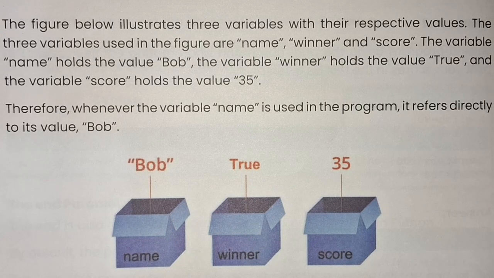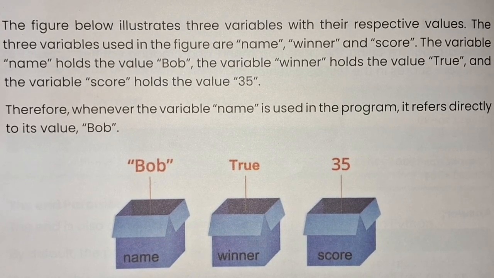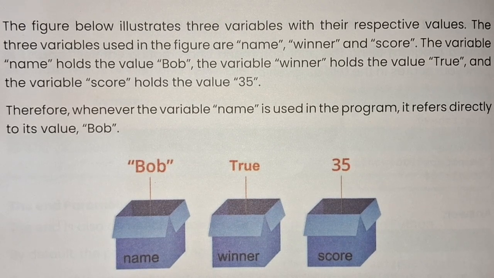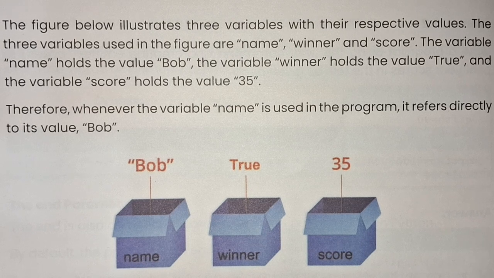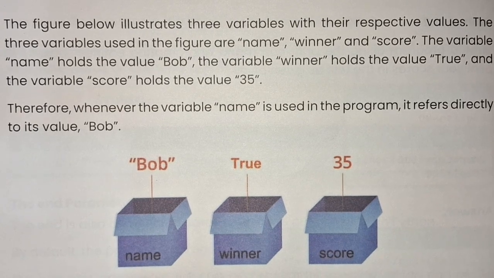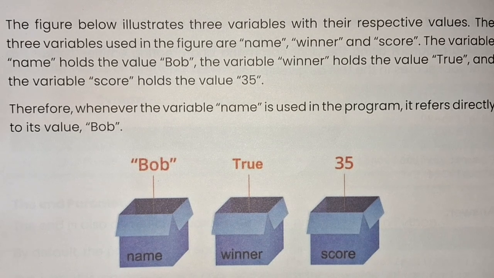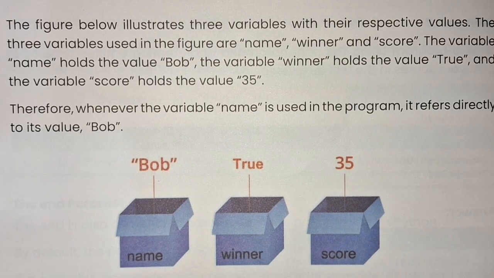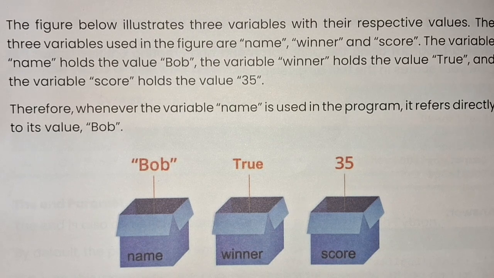The figure below illustrates three variables with their respective values. The three variables used in the figure are name, winner, and score. The variable name holds the value Bob, the variable winner holds the value true, and the variable score holds the value 35. Therefore, whenever the variable name is used in the program, it refers directly to its value Bob.